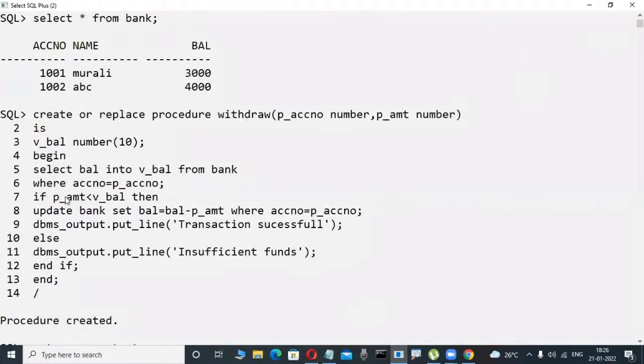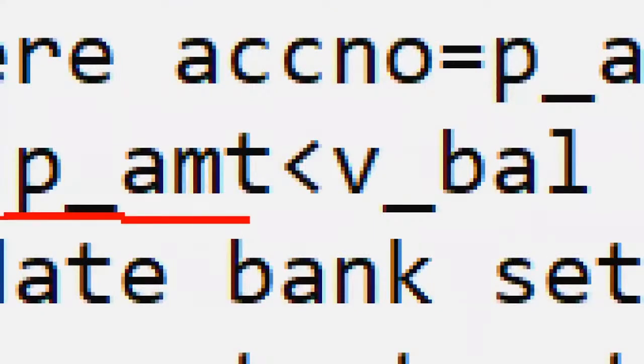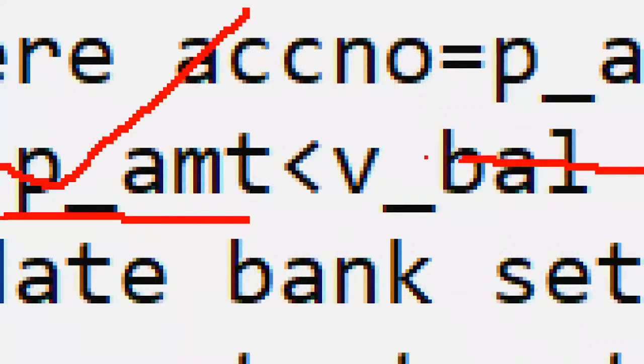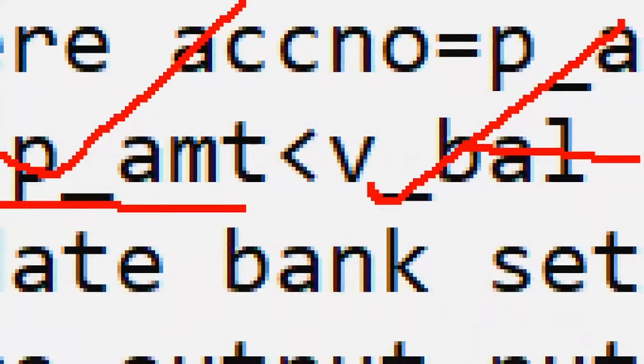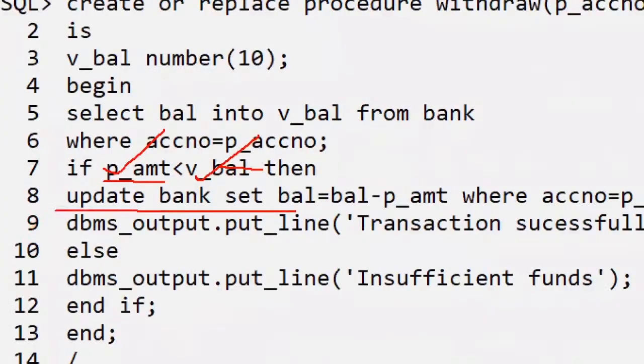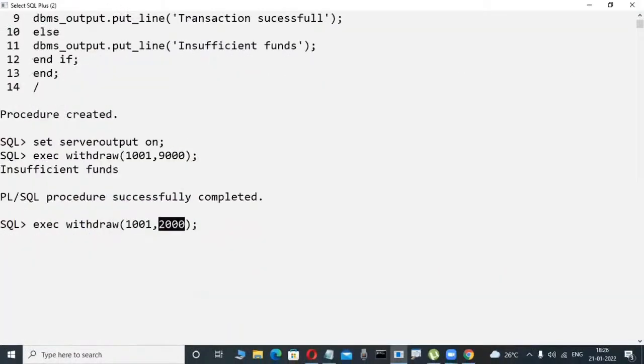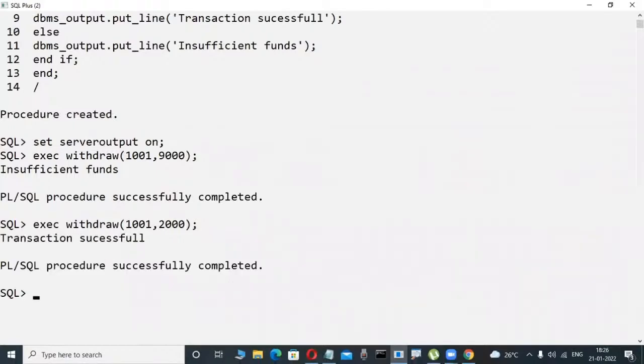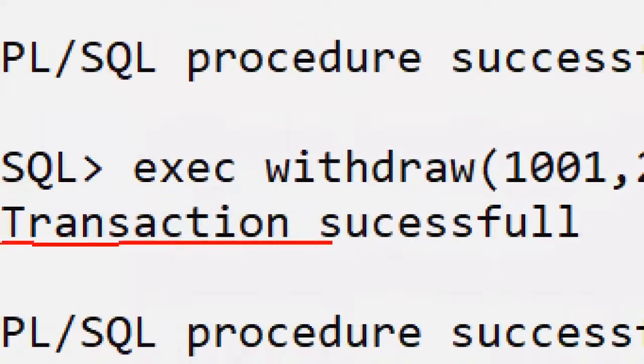So whenever the amount you pass is less than the available balance, in this case 3,000, here 2,000 is less than 3,000, I am updating the bank table only. Updating means modifying that one. The transaction is successful. Now whenever I execute, I want "transaction successful" to be displayed automatically.